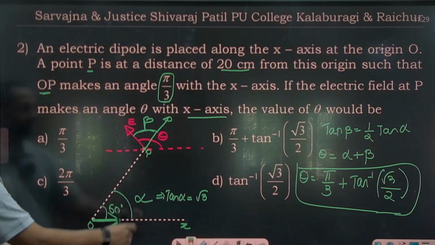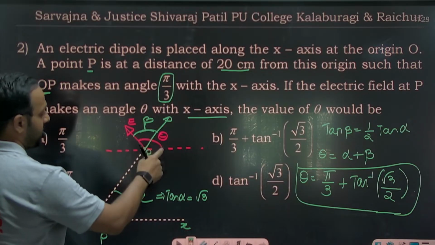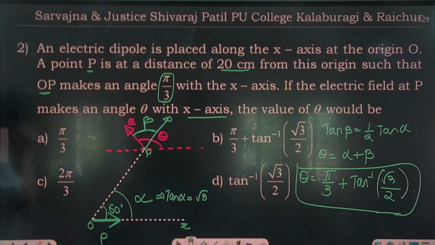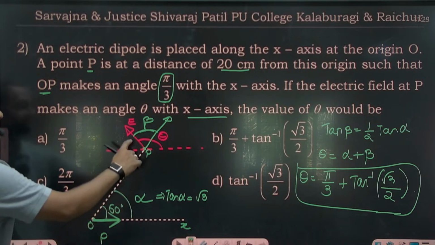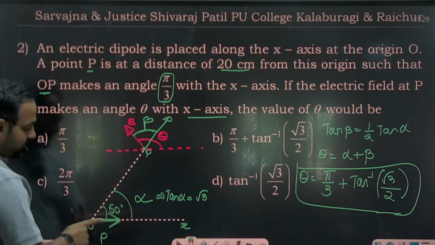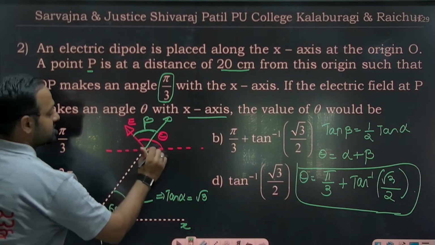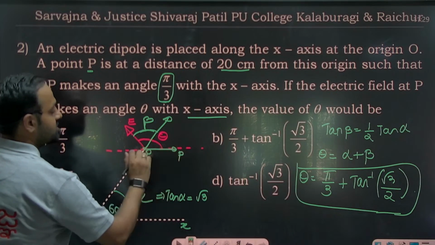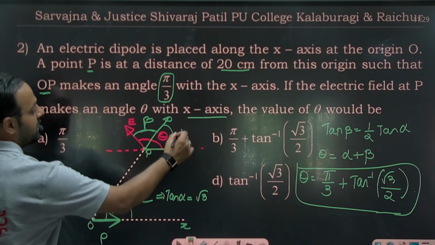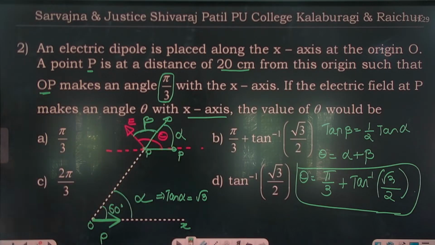What is this theta? What is the angle between the electric field and the dipole? Yes, what is this theta? This theta is the angle between the electric field and the dipole. Yes, sir. The dipole is along the x-axis, right? So if asked what is the angle between the dipole and the electric field, it is simply alpha plus beta. Okay.